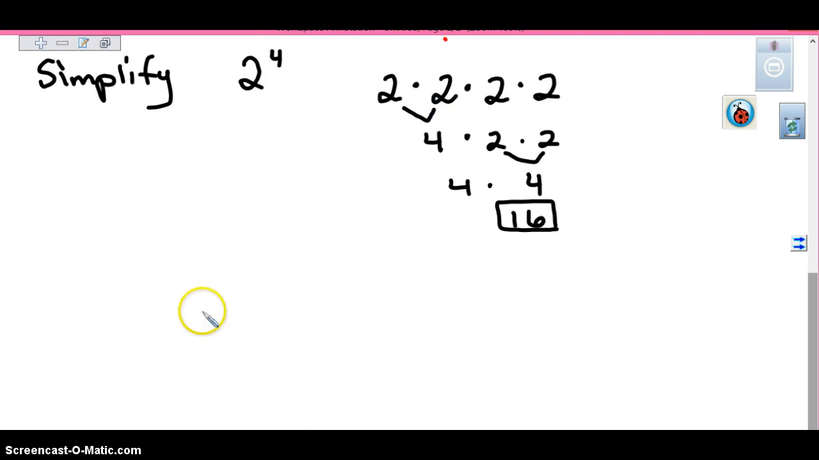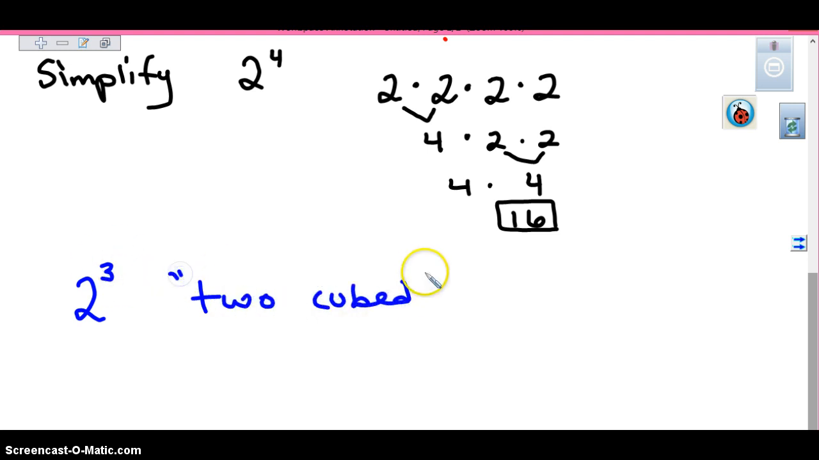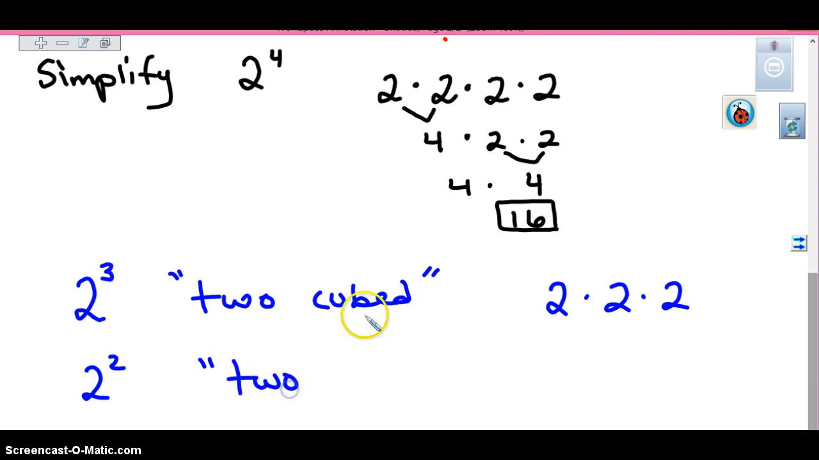When we have, for example, 2 with the exponent 3, we can call this 2 cubed. Yes or no? Yes. 2 cubed. So when the exponent is 3, we can call it 2 cubed, and that means 2 times 2 times 2. When we have 2 with the exponent 2, we can call it 2 squared. 2 times 2.